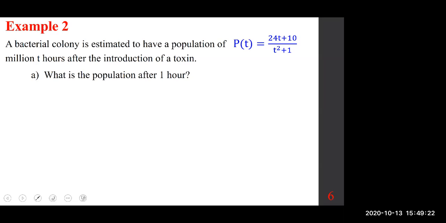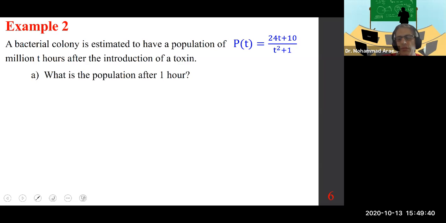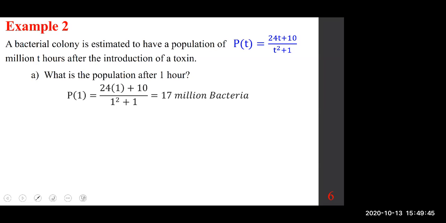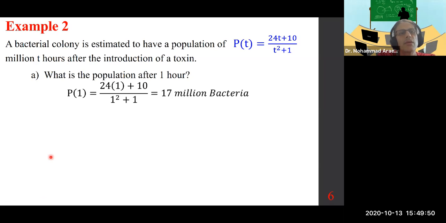Please. Example 2, a bacterial colony is estimated to have a population of P(t) equal to (24t plus 10) all over (t squared plus 1) million, t hours after the introduction of a toxin. What is the population after 1 hour? Thank you so much, Zaina. The very first part is basic algebra, plug in number 1, and just answer it accordingly. Because it's in millions, 17 means 17 million bacteria.